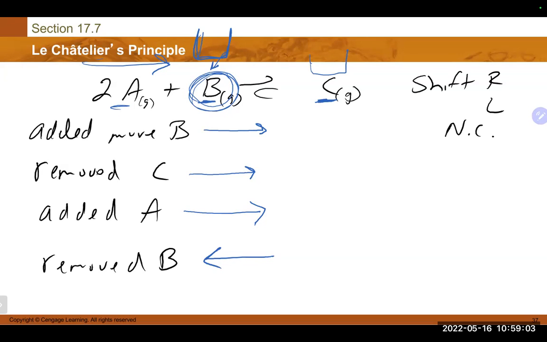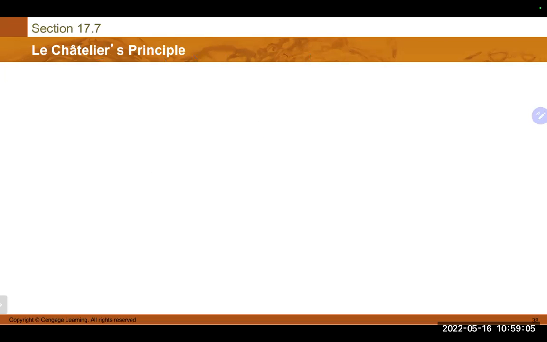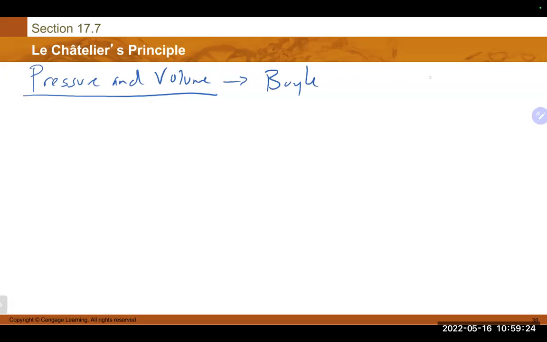Okay, so that's concentration, which obviously you had some experience with on that last lab. The next thing we're going to talk about in terms of stresses is pressure and volume. These are tied to each other by our good friend Boyle, who had a law. As the pressure goes up, what happens to the volume? It goes down, right? So that's an opposite relationship, and obviously vice versa: pressure goes down, volume goes up.